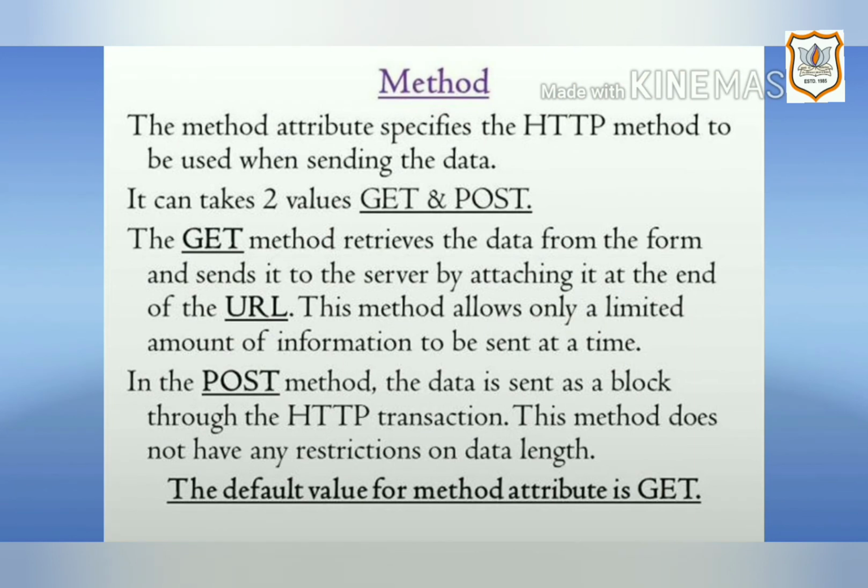The HTML method attribute is used to specify the HTTP method used to send data while submitting the form. There are two kinds of HTTP methods, which are GET and POST. The method attribute can be used with the form element.